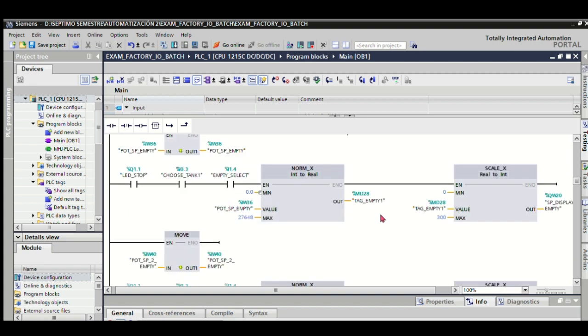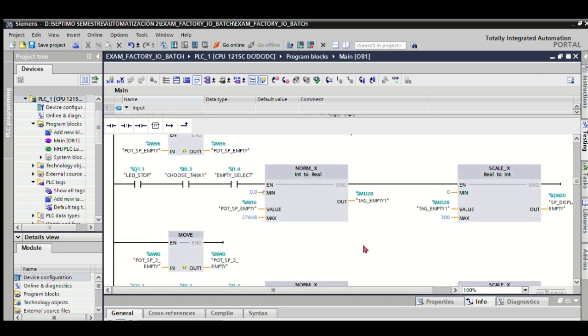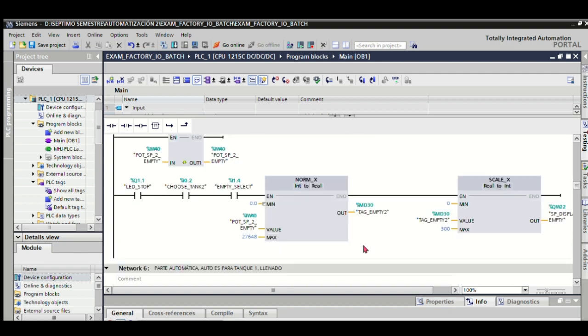In Network 5, the same as in Network 4 is done, but now for the emptying potentiometer of tank 1 and tank 2 respectively, which will be displayed in the same way on screens.